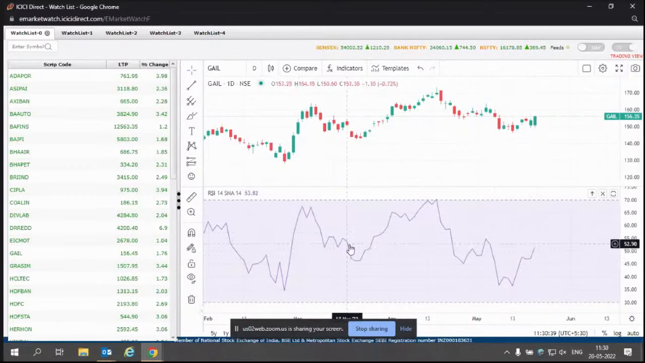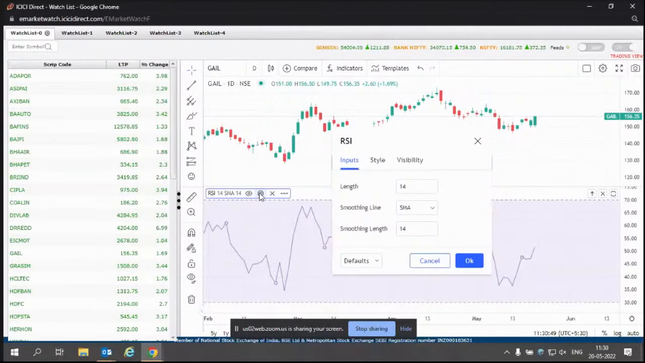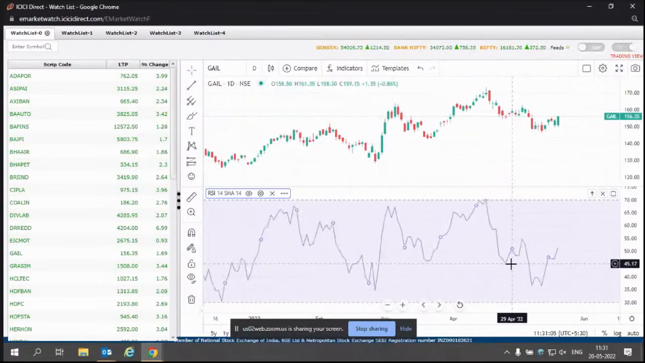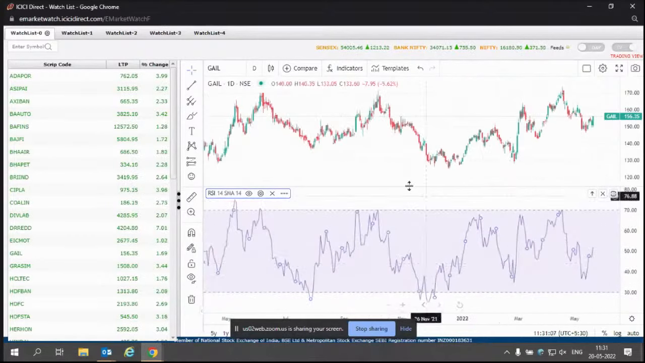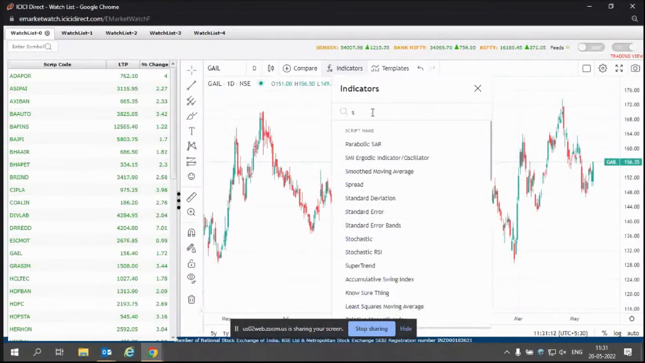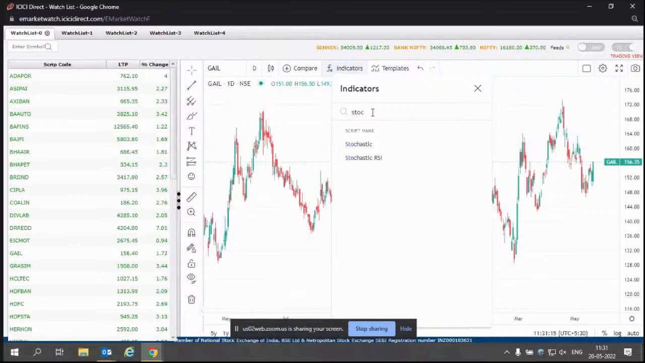So RSI provides signals for investors to buy the stock when it is oversold and sell when it is overbought. The important terms to understand for RSI are overbought and oversold, where below 30 is considered oversold and above 70 is considered overbought. Another indicator is stochastics, which we use daily, and which is more important for short-term traders as well as from the medium-term perspective.